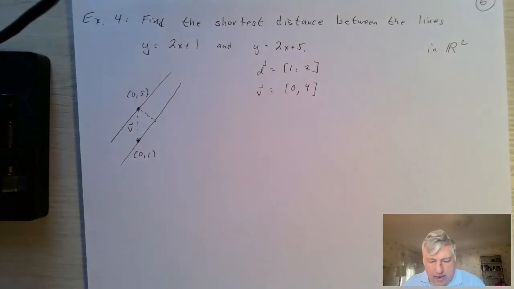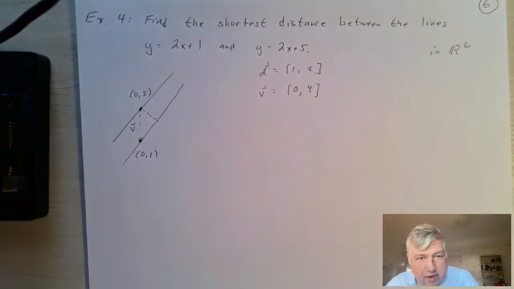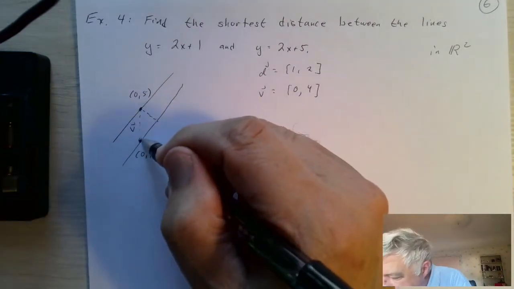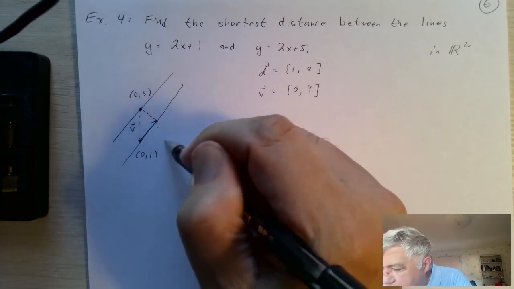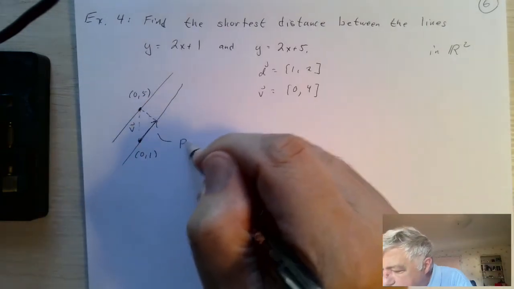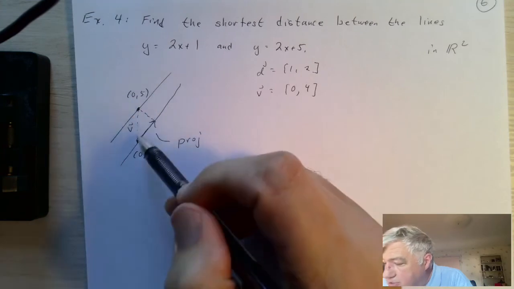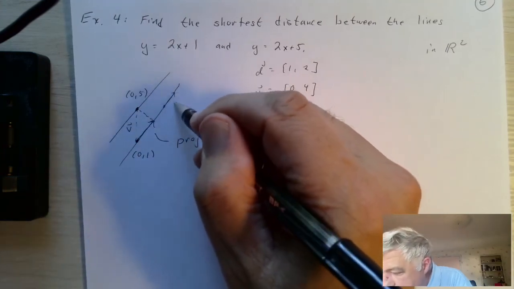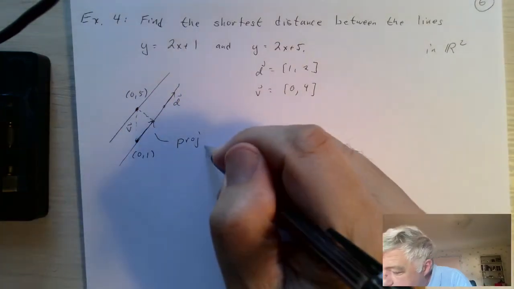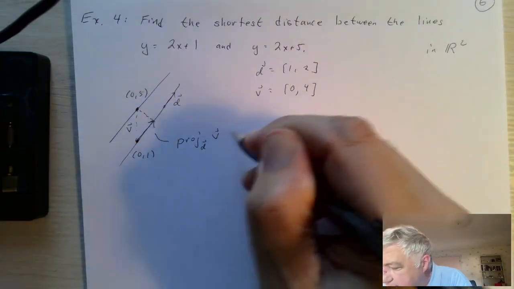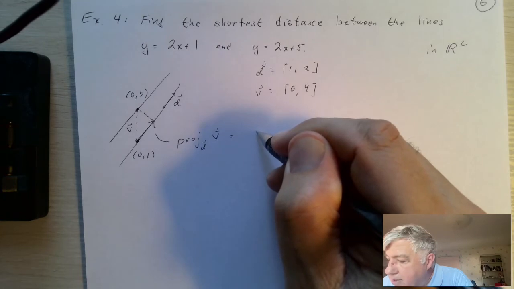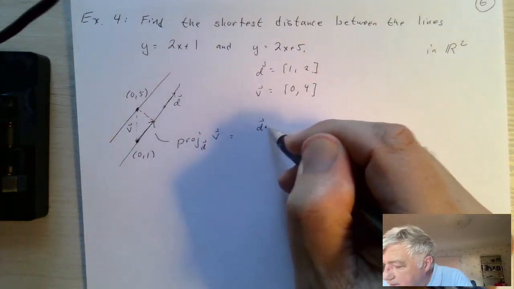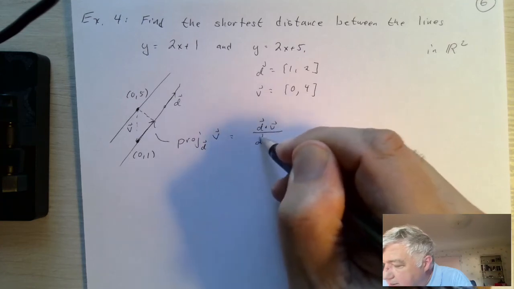Okay, and then what's going on here is that we want to find this distance, but we start by finding this vector here, that is again the projection. We're projecting v onto d, right? Because d is the direction vector of this line. So it's the projection of v onto d, which is, remember, the formula: d dot v divided by d dot d.